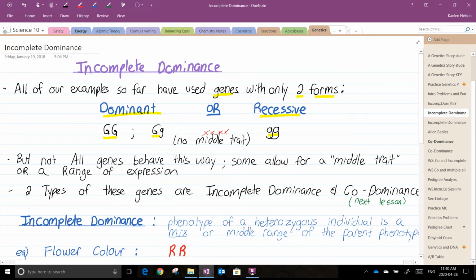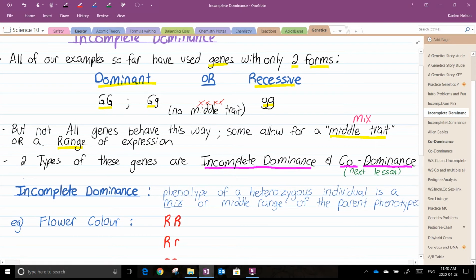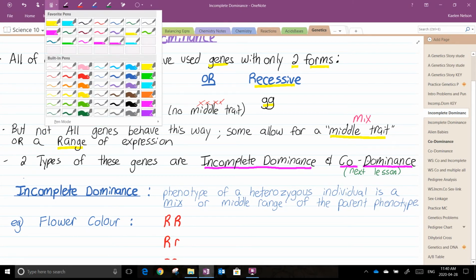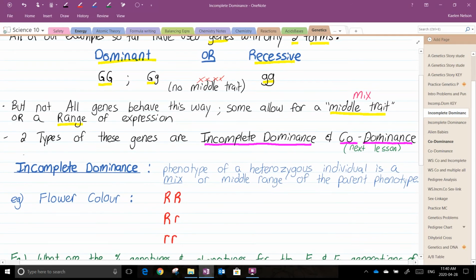Some of them allow for the expression of a middle trait, or a range of expression. For example, height would be a middle trait, or a range. A middle trait is a mix of your two parent phenotypes. Two types of genes that do this are called incomplete dominance and codominance. Incomplete dominance is this lesson, and codominance is our next lesson.